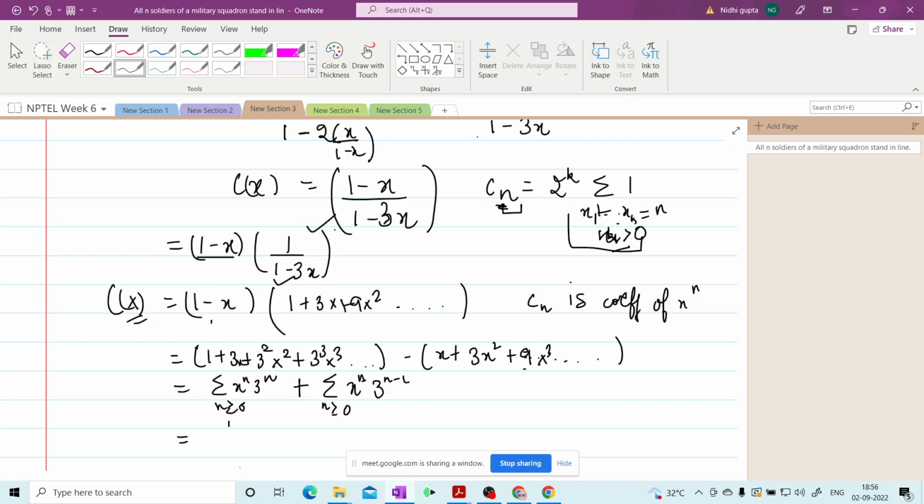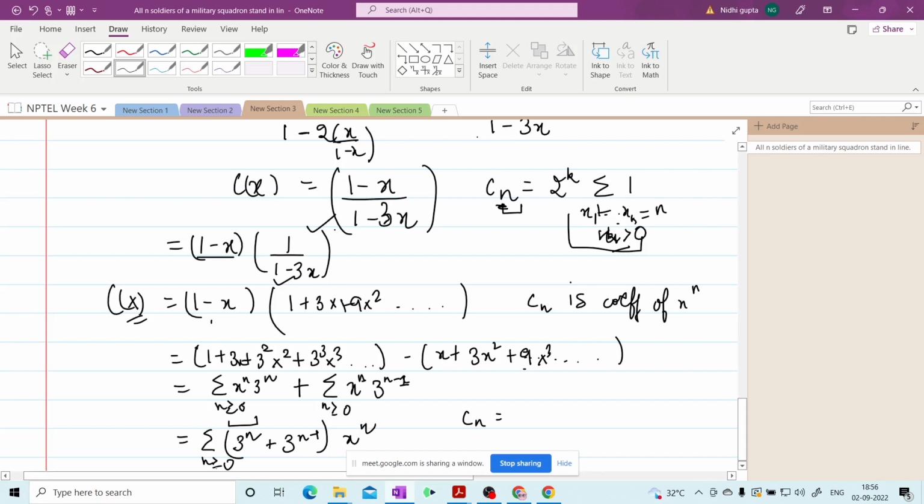So what is the coefficient of x raised to the power n here? It's 3 raised to the power n. And what is the coefficient of x raised to the power n here? It is 3 raised to the power n minus 1. So we see this is our series basically, and our Cn is 3 raised to the power n plus 3 raised to the power n minus 1.